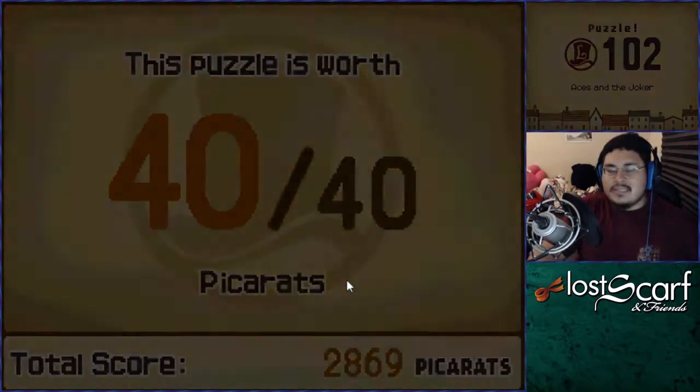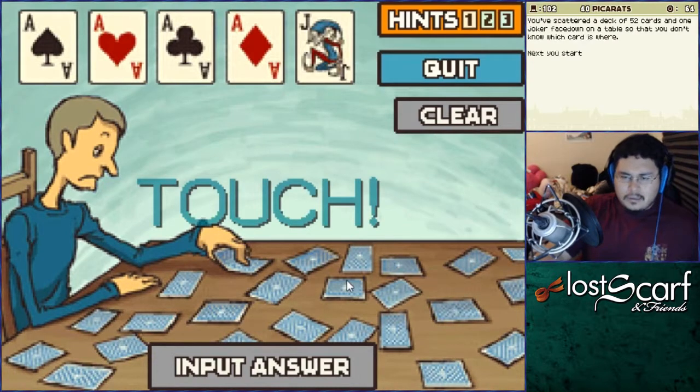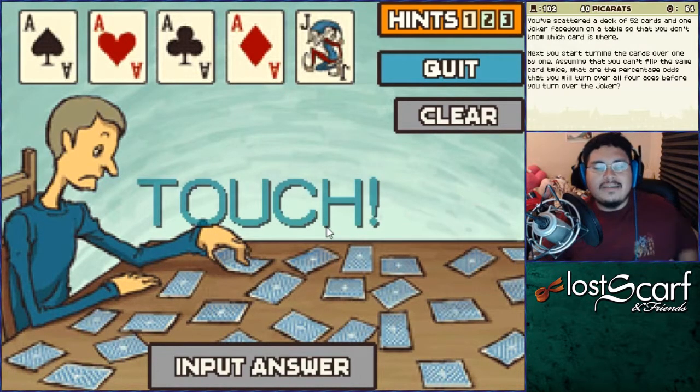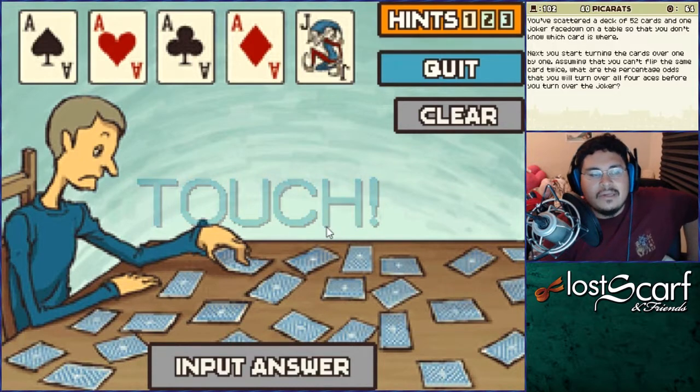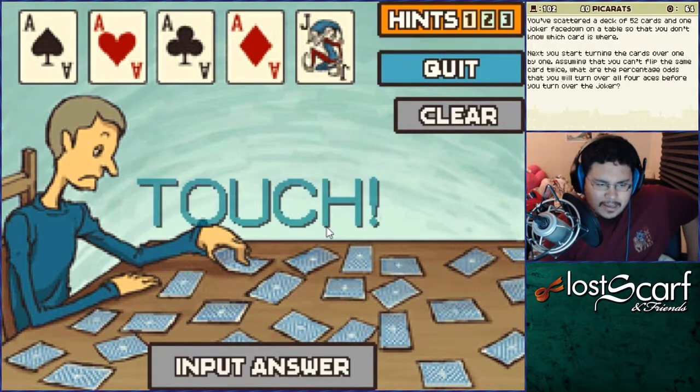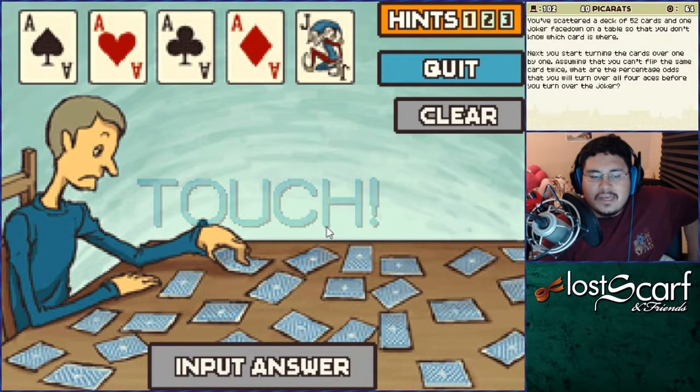Aces and the Joker. You've scattered a deck of 52 cards and one Joker face down on the table, so you don't know which card is where. Next, you start turning the cards over one by one, assuming that you can't flip the same card twice. What are the percentage odds that you will turn over all four aces before you turn over the Joker?